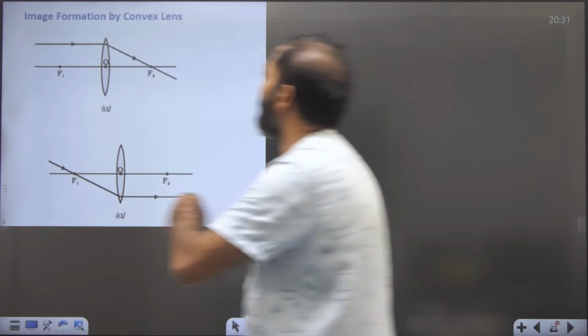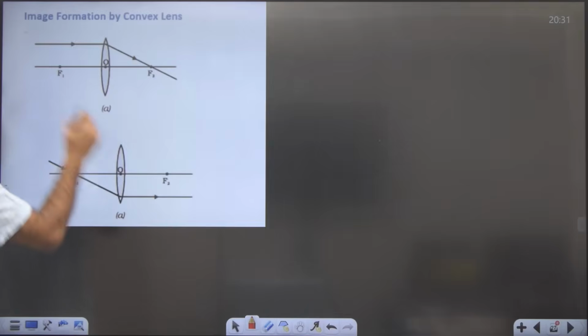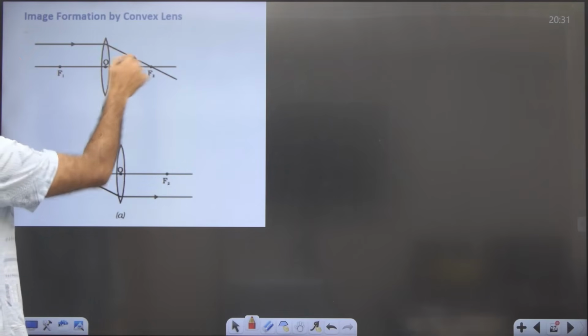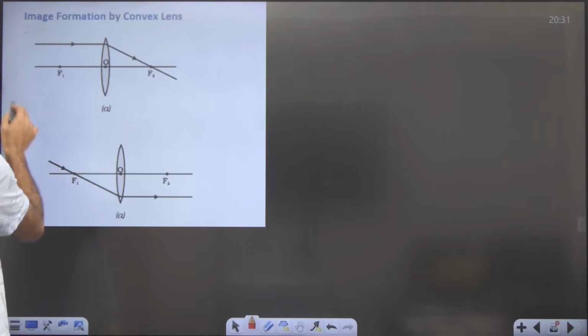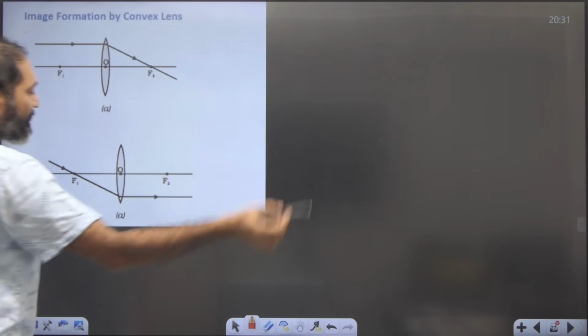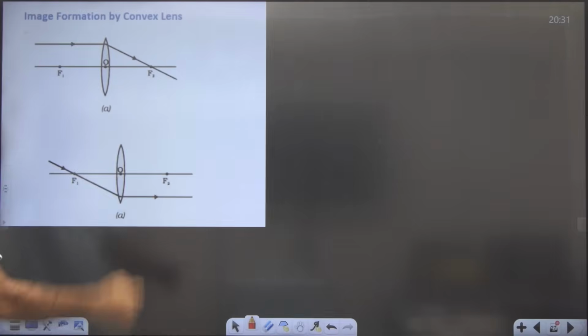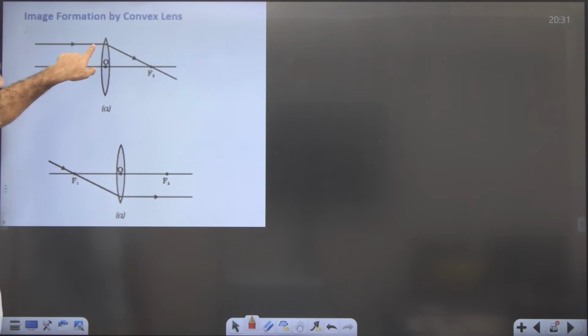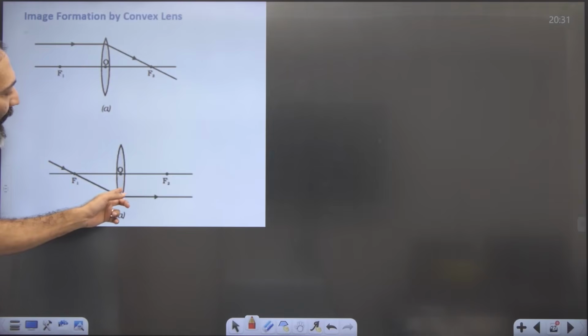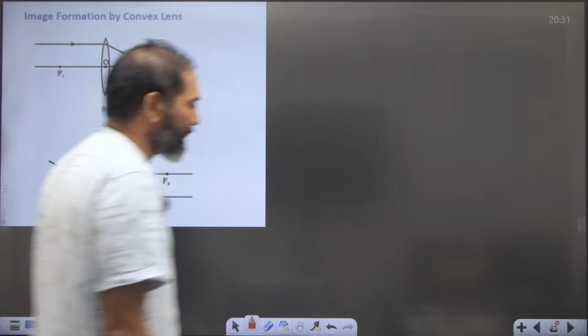Image formation by a convex lens. See, a straight line parallel to the principal axis, after refraction, converges to a point on the principal axis. Another line goes straight through the principal focus f1, so it goes parallel to the principal axis on the other side. I hope it is clear. The first one falls on the convex lens and passes through the principal focus f2. The second, falling through f1, goes parallel to the principal axis on the other side.